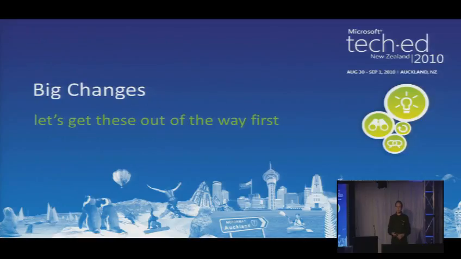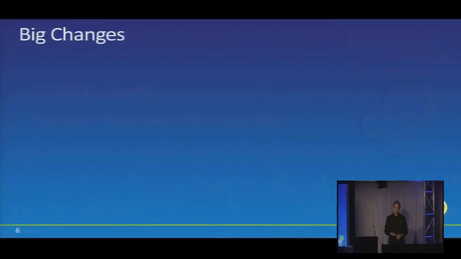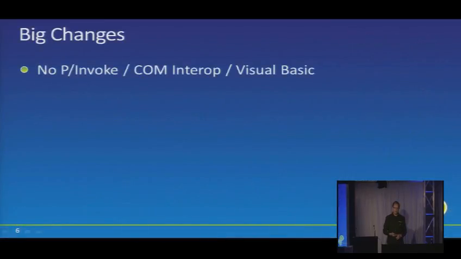The first thing up, here are the big changes from going from compact framework development through to Silverlight development on Windows Phone. The big ones are, if you're used to doing low-level code, p-invoking down to system functions, interoperating with COM components like Pocket Outlook, or actually writing in Visual Basic, these are currently not supported. So all development on Windows Phone is currently C# only.